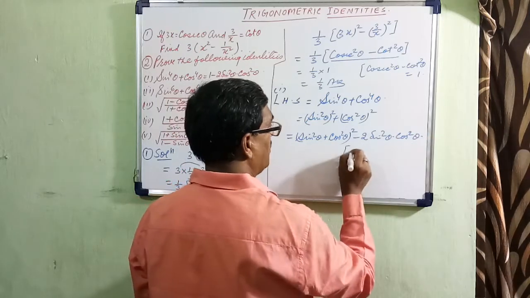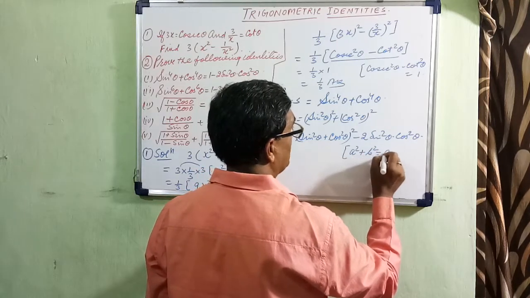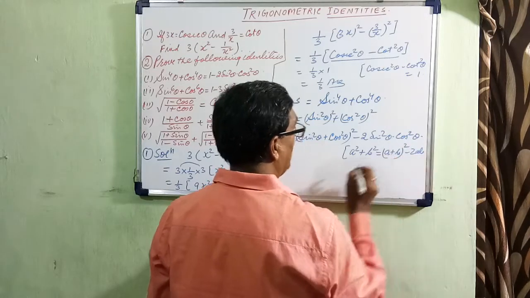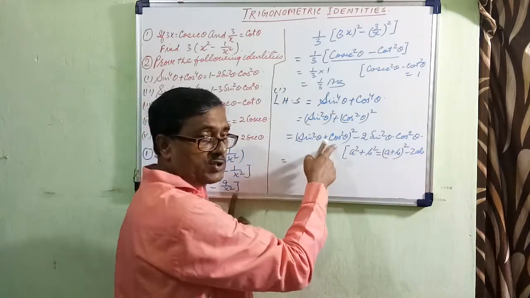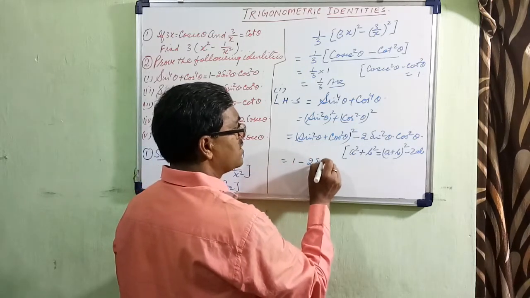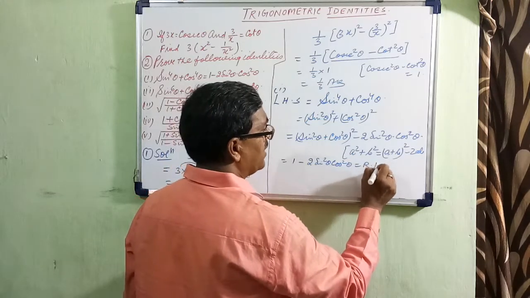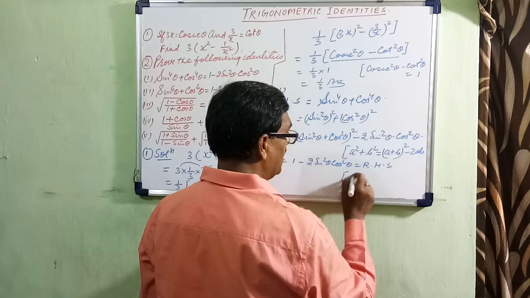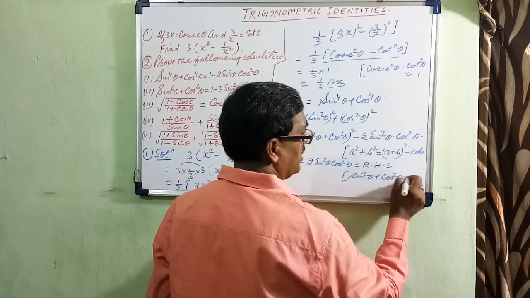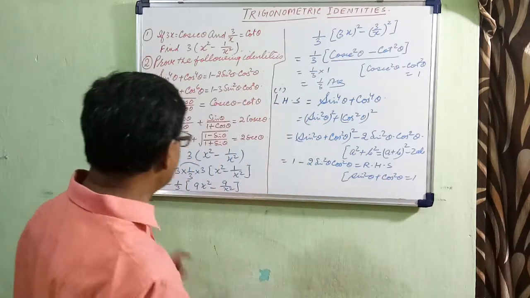Here I will just refer to it for your concern. A square plus b square is equal to a plus b whole square minus 2ab. And now sin square theta plus cos square theta is equal to 1. So 1 square is equal to 1 minus 2 sin square theta into cos square theta, which is equal to RHS. And which identity have we used here? Sin square theta plus cos square theta is equal to 1. Now let us see the second one. What is the second one?